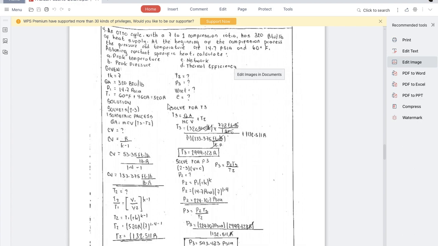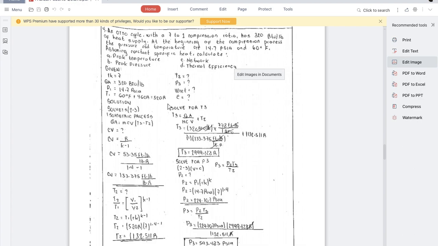The formula for T2 is T2 over T1 equal to V1 over V2 raised to k minus 1. For T2, the formula we can use is T1 times rk raised to k minus 1. So 520 R multiplied by 7 raised to 1.4 minus 1.